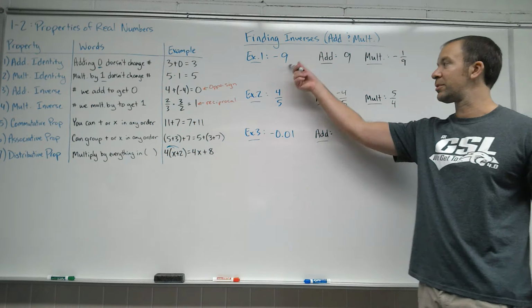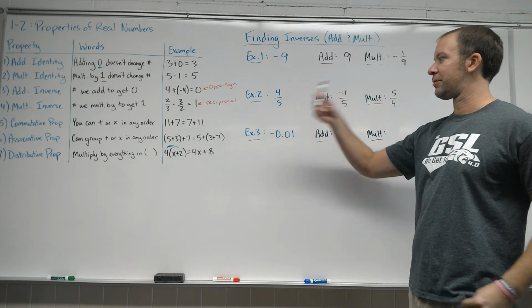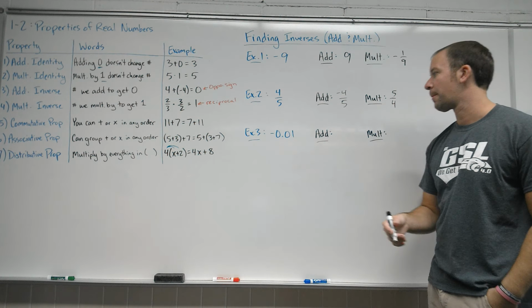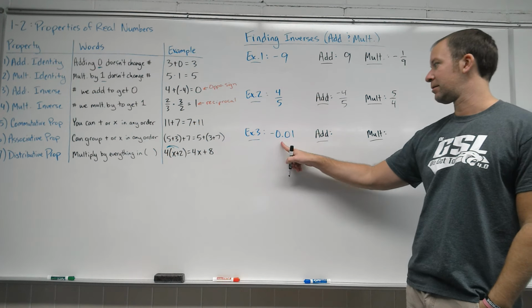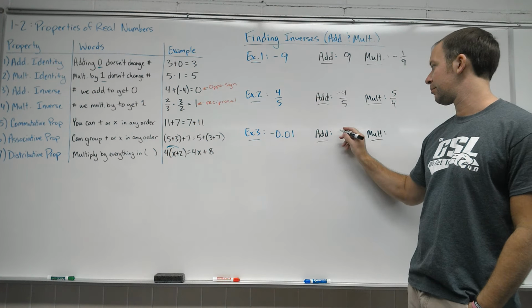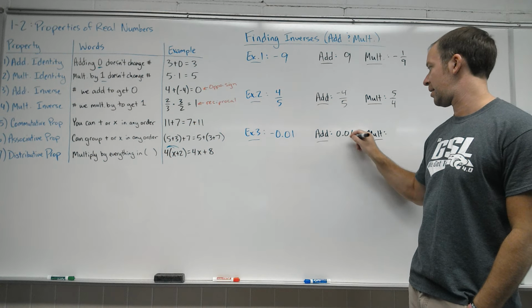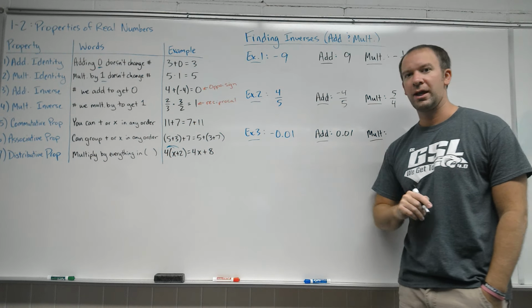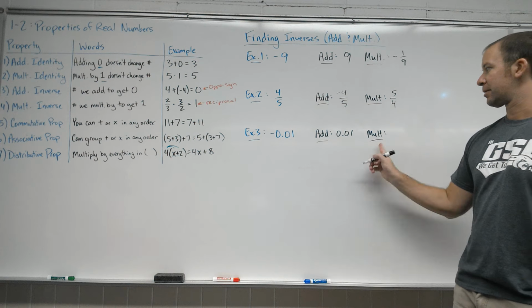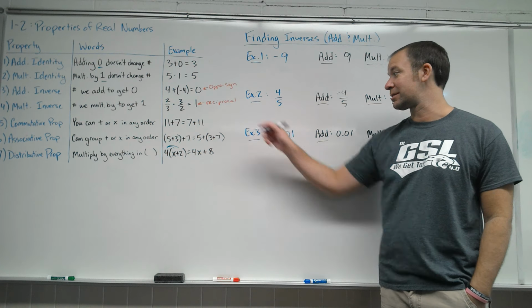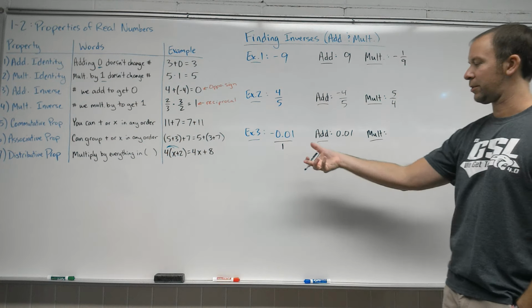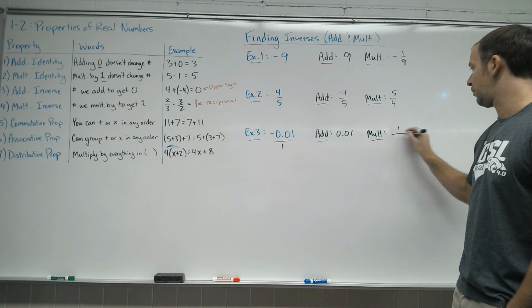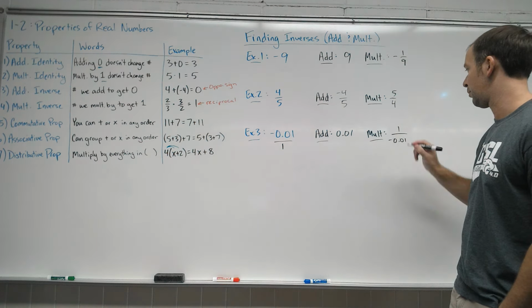Okay, so the first example was just a regular integer number. The second one was a fraction. The third one's a decimal. What do I add to it? Again, just add the opposite sign. -0.01 plus +0.01 should cancel. To multiply, again, do the reciprocal. This is kind of weird looking right now, but we can put it over 1 and do the reciprocal. So 1 over -0.01.